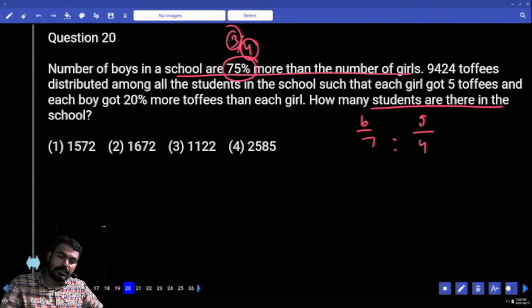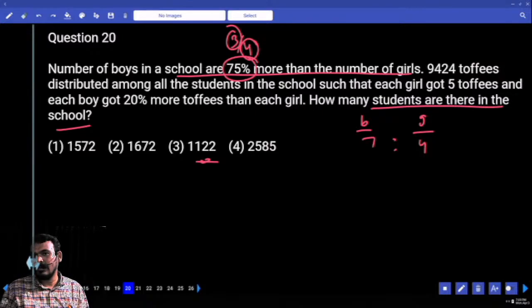What is the question here? How many students are there in the school? Total how many parts? 11 parts. How many options are multiples of 11? Third option, multiple of 11. Fourth option, multiple of 11. More than one option. First option also a multiple of 11. Second option also. All the options are multiples of 11. Before solving the question, first we need to identify how many options are multiples of 11. All the options are okay.